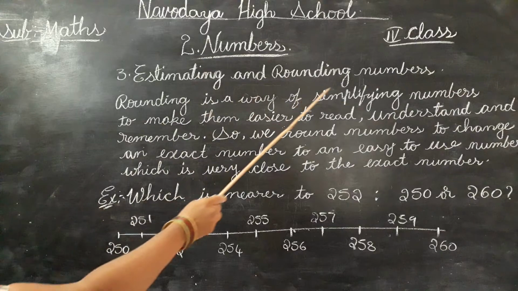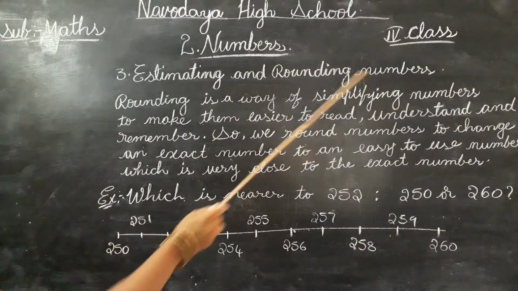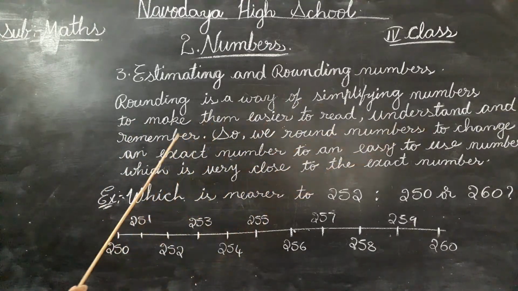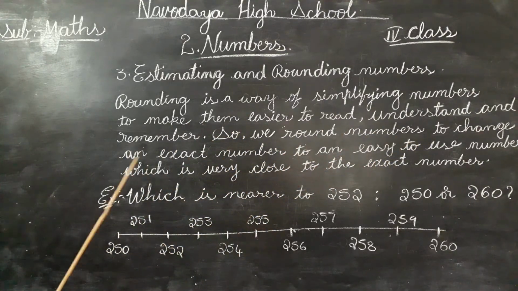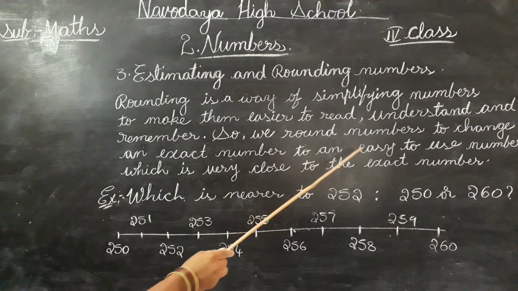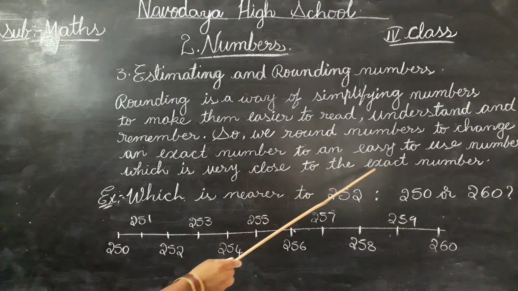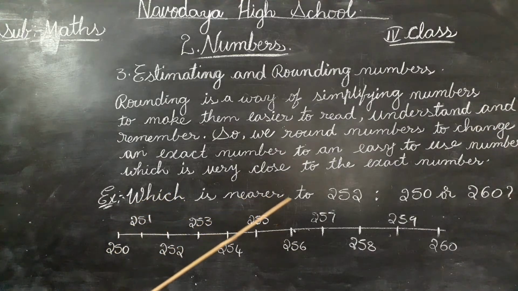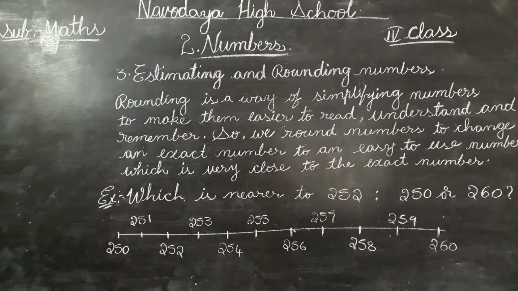Estimating and rounding numbers. Rounding is a way of simplifying numbers to make them easier to read, understand and remember. So, we round numbers to change an exact number to an easy to use number which is very close to the exact number. Look here, which is nearer to 252? 250 or 260? If you want to estimate, you will take a number line.